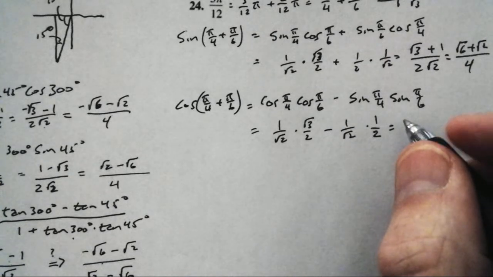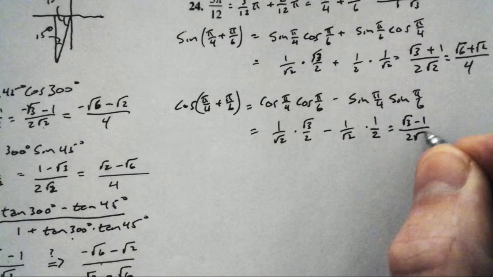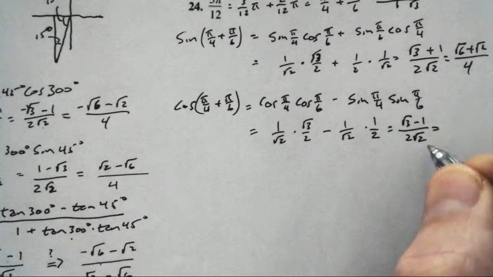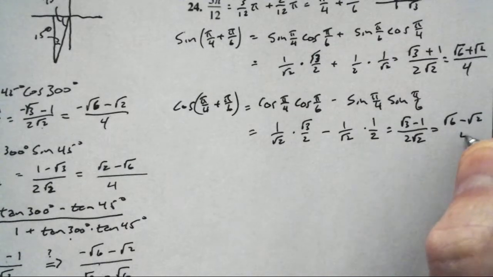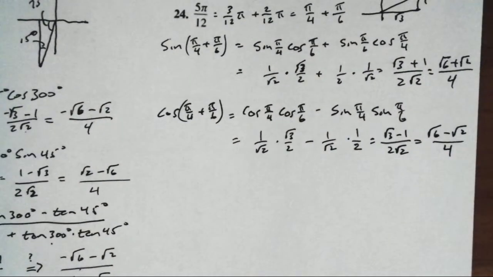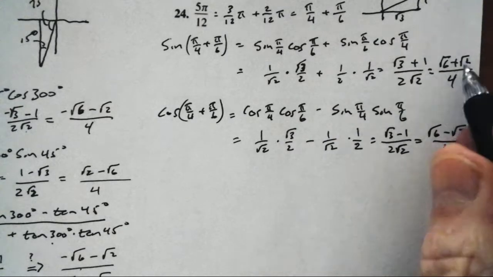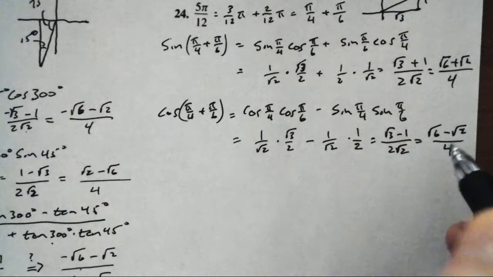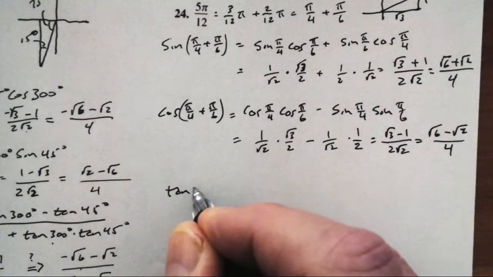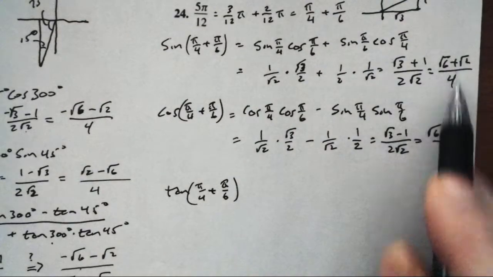And that gets me square root of 3 minus 1 on 2 square root of 2, or square root of 2 times square root of 2 on square root of 2, square root of 6 minus square root of 2, all on 4, and there it is again. And now we know that we could just put this on this and reduce to get tangent. Or we could go through the tangent process. I'm just going to say tangent of pi on 4 plus pi on 6 is this on this.